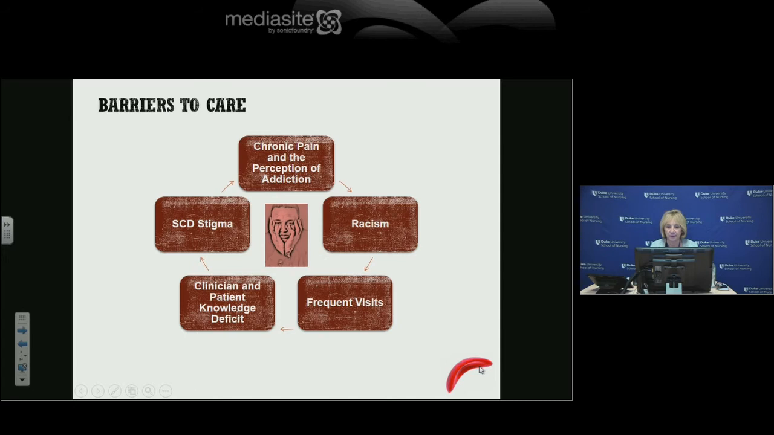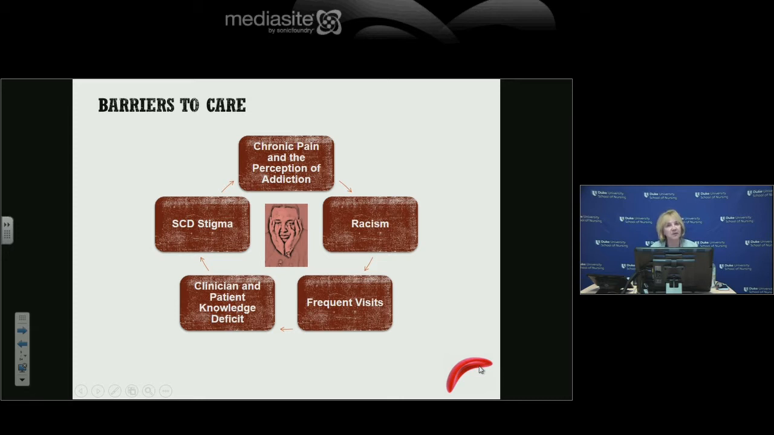From our perspective, sickle cell is a challenging population for many reasons. One is they do have chronic pain in addition to acute pain. And oftentimes there is a perception that patients are addicted to opioids, which results in a disease stigma. And there's data to show that there is actually sickle cell disease stigma.